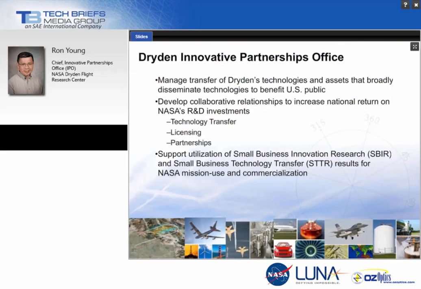The Dryden Innovative Partnerships Office works with many of our programs here at Dryden in the technology development areas, and we manage the technologies for commercialization and utilization beyond NASA applications. We do this to try to broadly disseminate technology for the benefit of the U.S. public. We offer collaborative opportunities with private entities and other government agencies to develop technology transfer, licensing, and partnership opportunities. Additionally, our office supports small business innovative programs, both SBIR and STTRs, for using these developed technologies for mission use as well as commercialization.